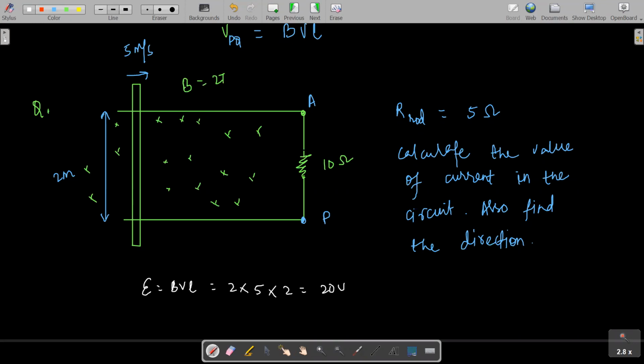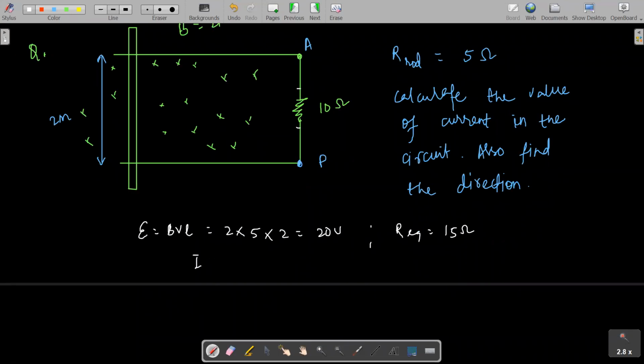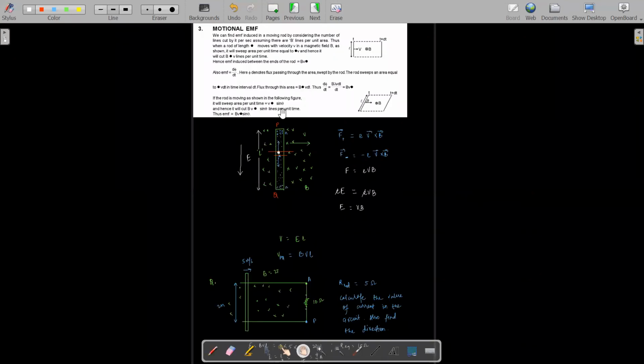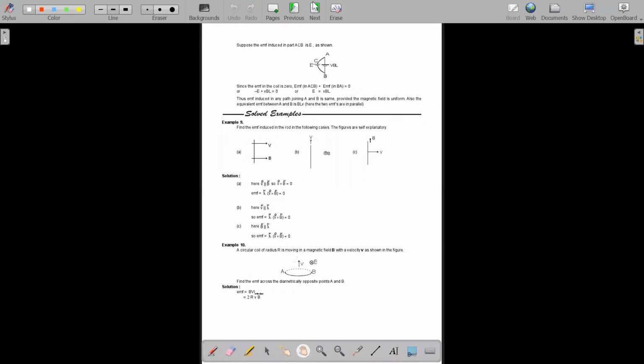And it is asking what will be the value of current. The EMF induced is 20 volt. What will be the value of R equivalent, students? This is 10 ohm, and the rod also has a resistance of 5 ohms. So R equivalent will be 15 ohms, right? So the current I is equal to E over R, which is 20 upon 15, which is equal to 4 by 3 amperes. So you got my point, all of you? Yes, sir. Very good.